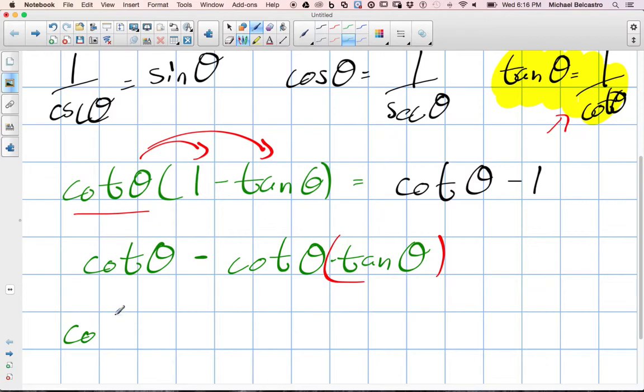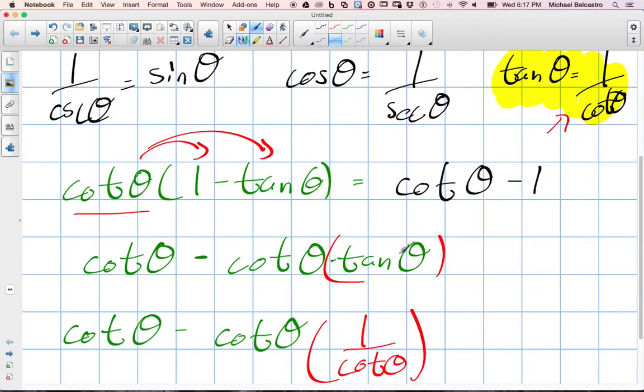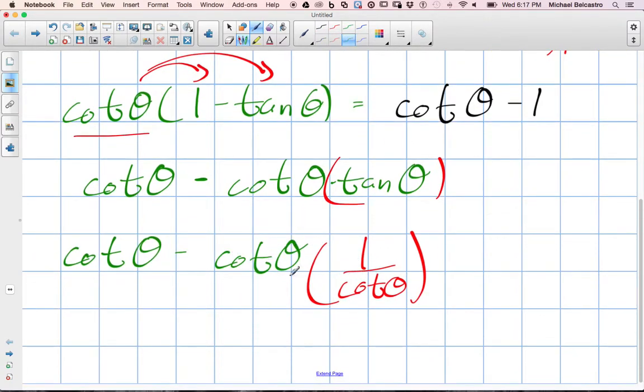Okay, so we have cotangent theta minus cotangent theta times, I'll write this in red, 1 over cotangent theta. So think of this like you're multiplying fractions, okay? I can turn cotangent theta into a fraction by just putting it over 1. It doesn't change anything. And when we multiply fractions, we multiply the top by the top and the bottom by the bottom, okay?